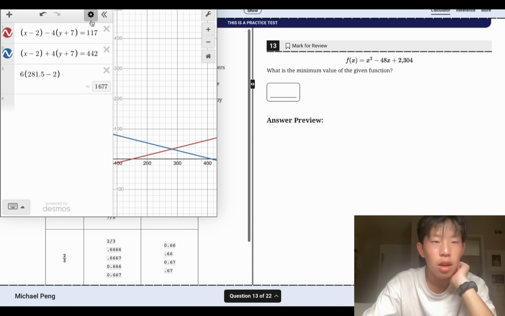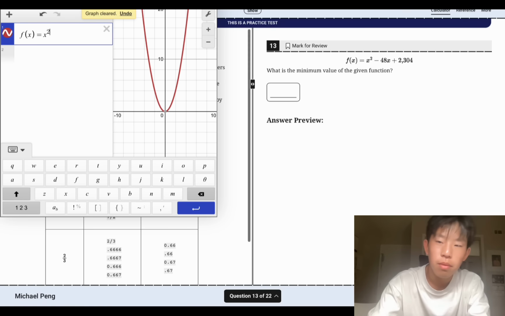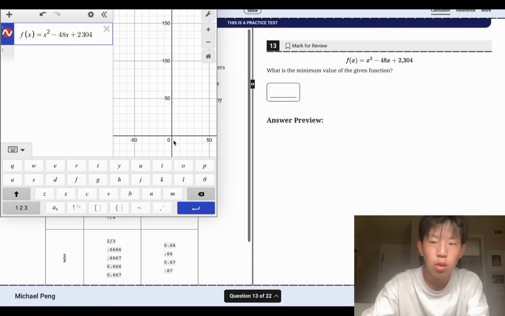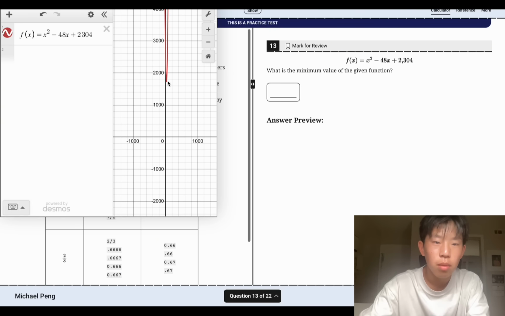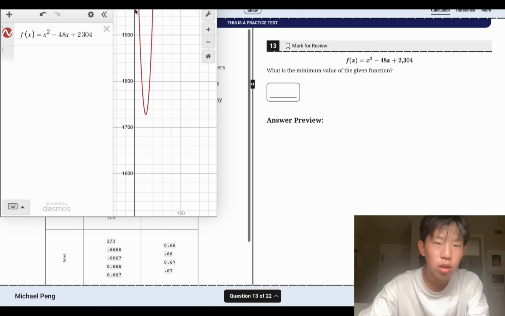Okay, and then now for the next one. So we're just going to type in the function. Okay, and then now it's asking what's the minimum value. So the minimum value is the lowest y-coordinate, basically. So what's the lowest y-coordinate? So it's high, and it's getting lower, lower, lower, lower, lower. Stop! 1728 is our answer. So that's the minimum.